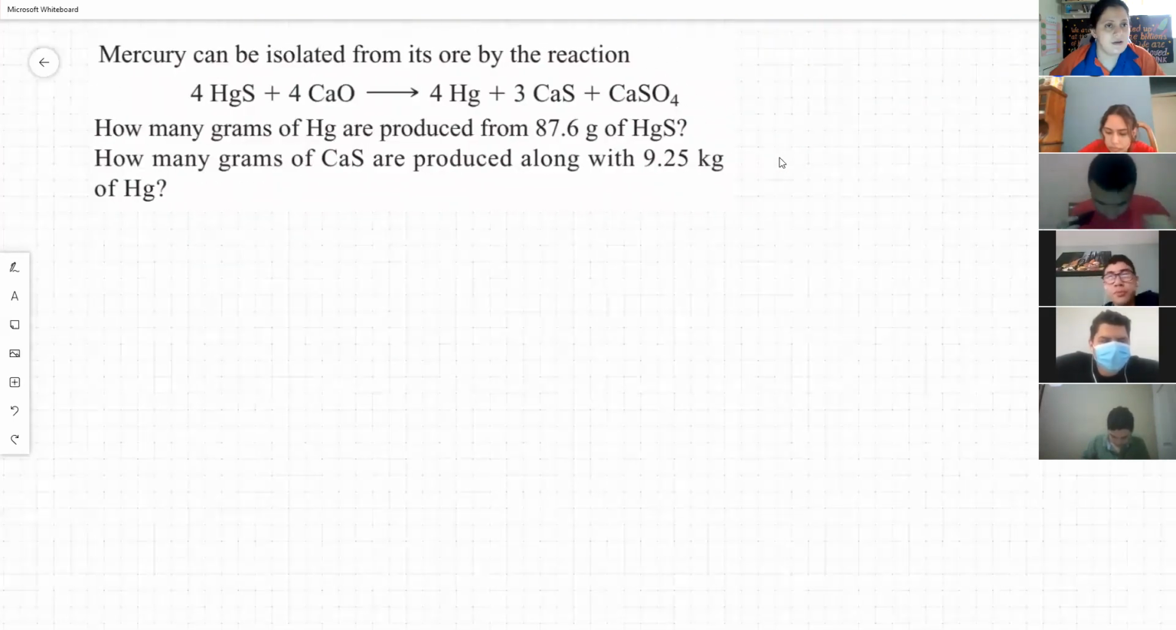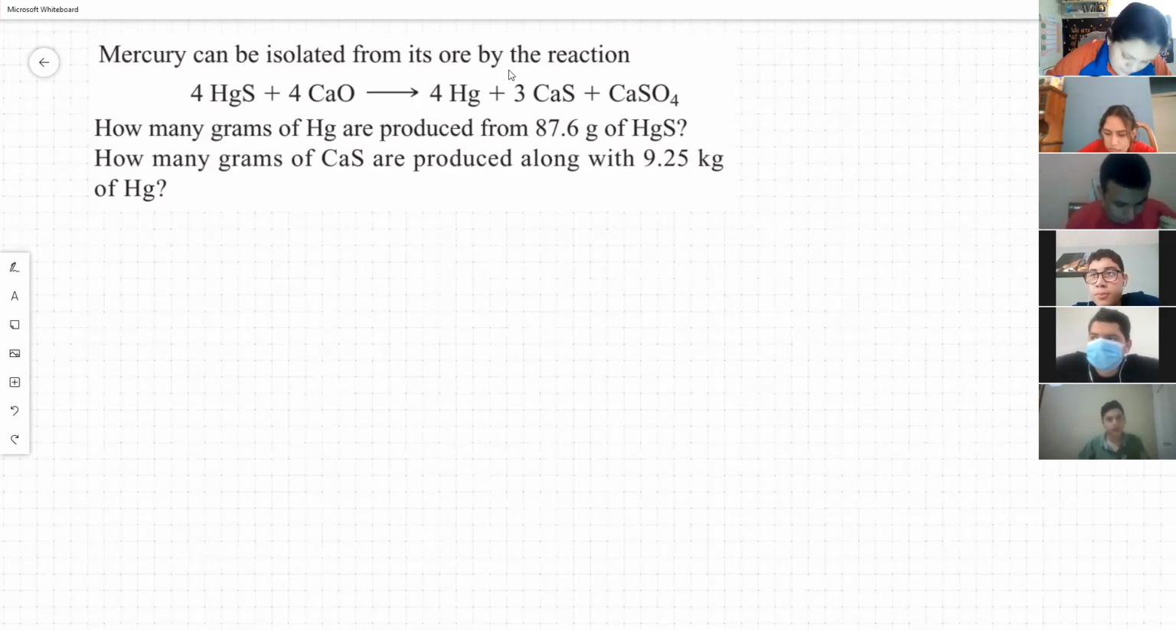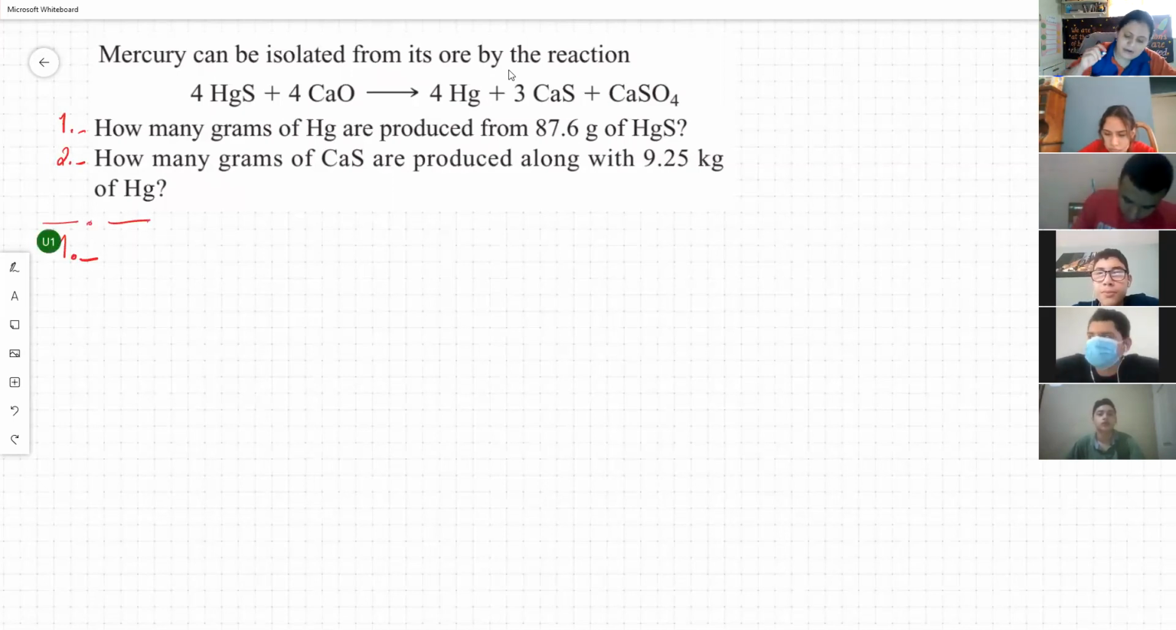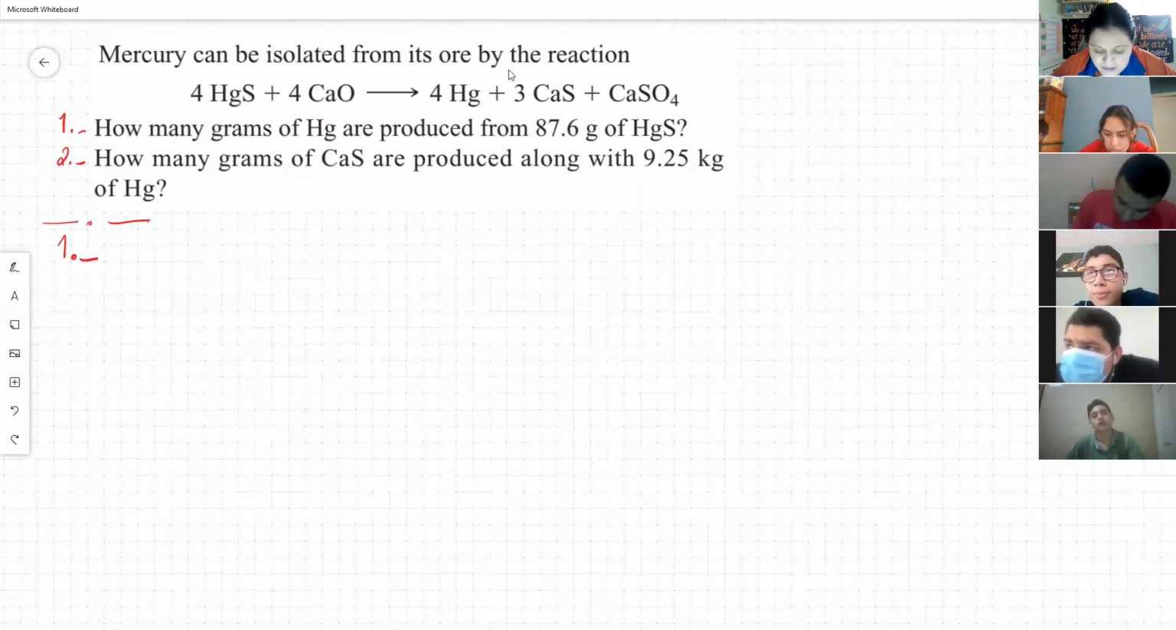So it says mercury can be isolated from its ore by the reaction. You have the reaction over there. And the good news for you is that it's already balanced. Okay, and it's asking you 2 questions, okay? I'm going to work right now with the first one, okay? So how many grams of mercury are produced from 87.6 grams of mercury sulfide, mercury 2 sulfide?